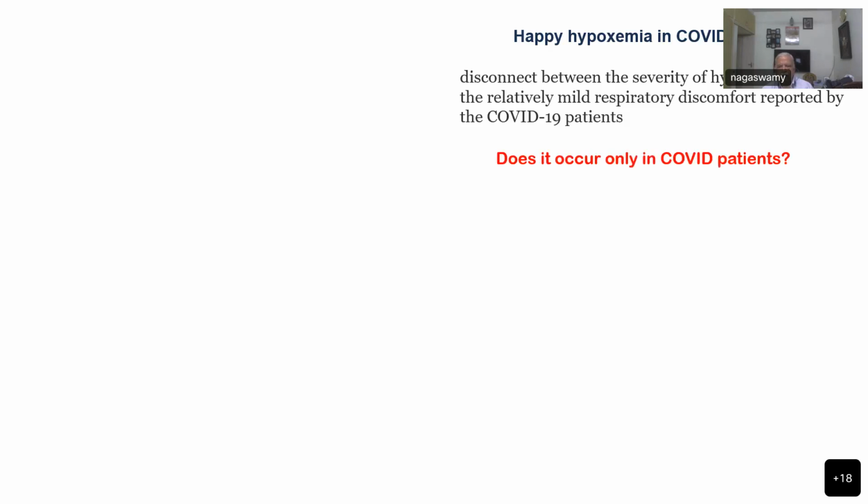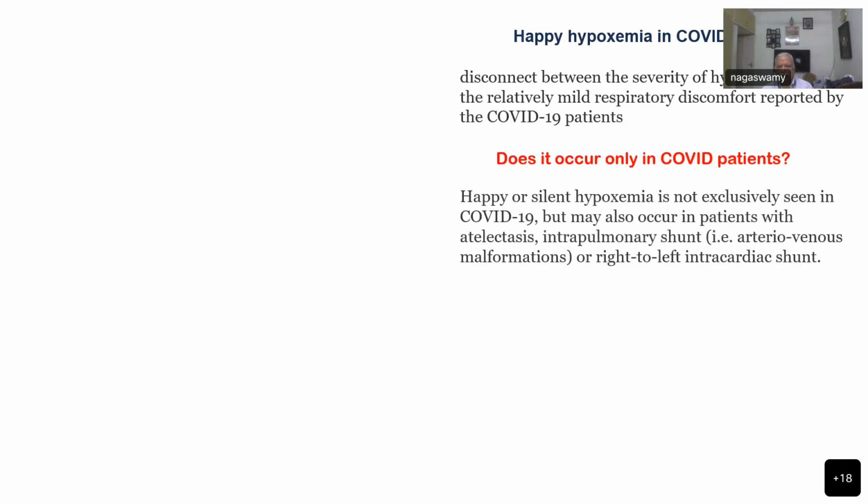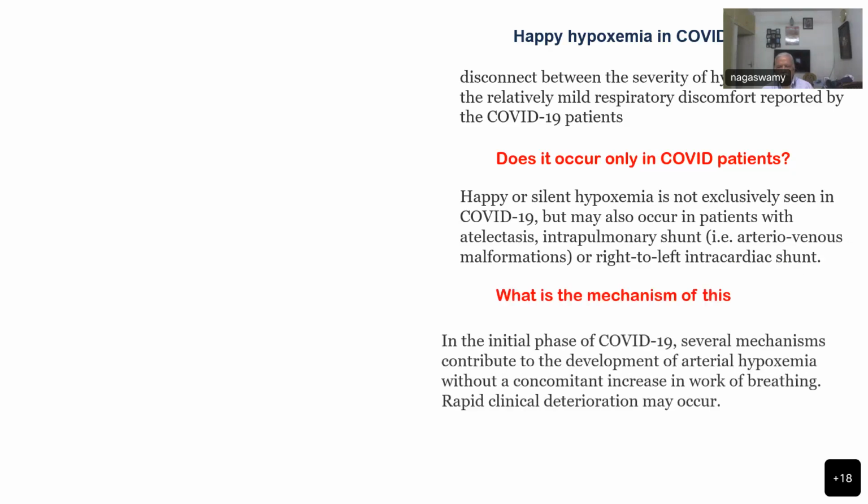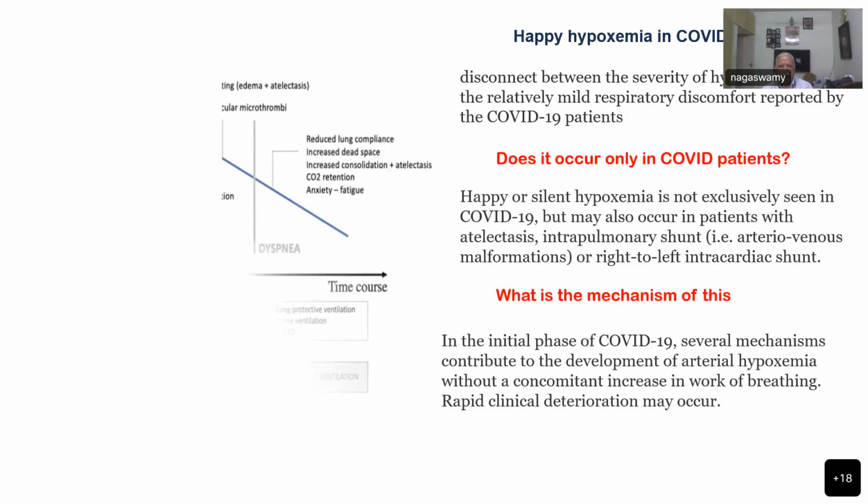So does it occur only in COVID patients? No, it can happen not exclusively in COVID, but also may happen in patients with atelectasis or patients who have intrapulmonary stenting or right left cardiac shunt. What is the mechanism? The initial phase of COVID-19, several mechanisms contribute to the development of arterial hypoxemia without a concomitant increase in the work of breathing. Then rapid clinical deterioration may occur.